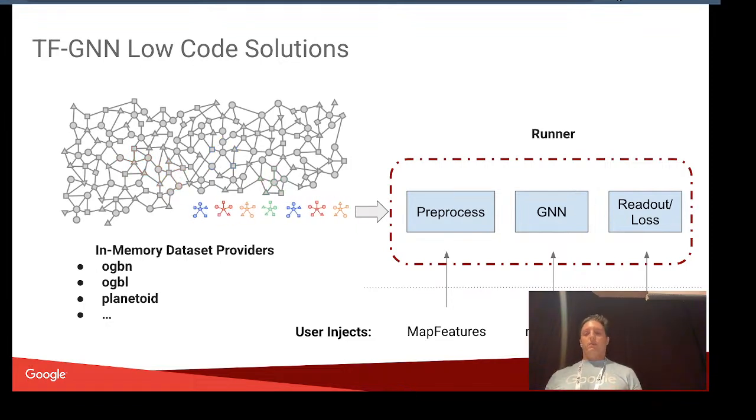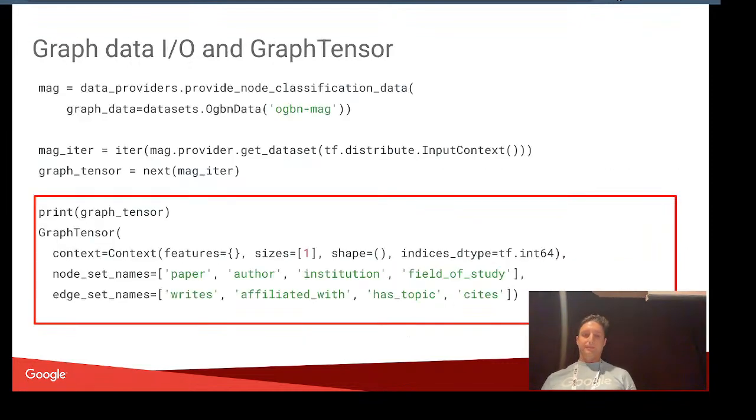And when you're using the runner orchestration layer, you as the user would provide some implementation of key abstractions that the pipeline defines, such as maybe some data preprocessing functions, the actual GNN model, and a particular task like node prediction, node classification, or link prediction. And we'll touch on each of those pieces as I go along. But before we dive into the actual pipelines, let's look at some graph data and the fundamental object that TFGNN uses that I've been talking about, the graph tensor.